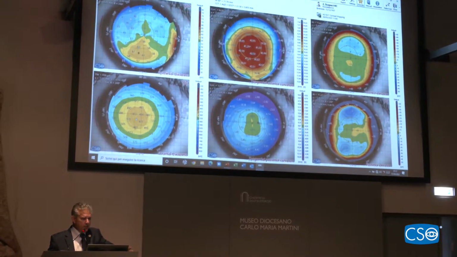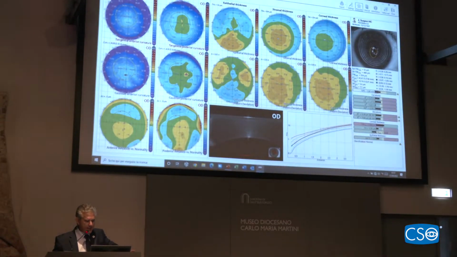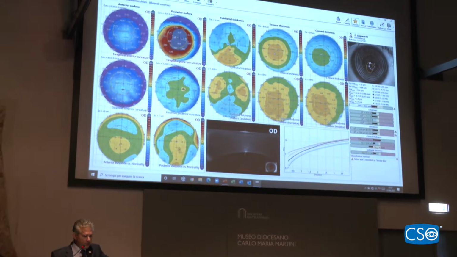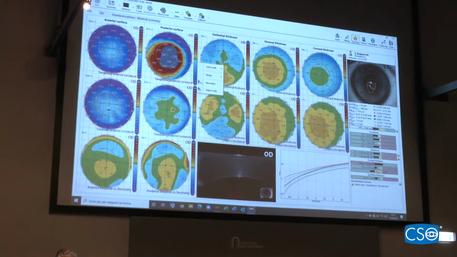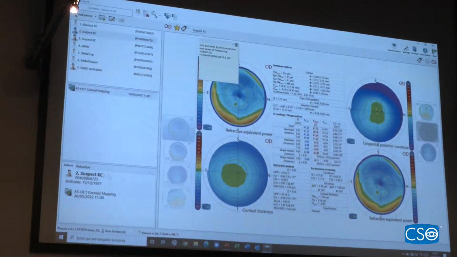Now, in this case, if we go to the keratoconus display, we see that normalizing the posterior, I'm sorry, I didn't mean to do that. One second here. I'll have to come out and come back in.